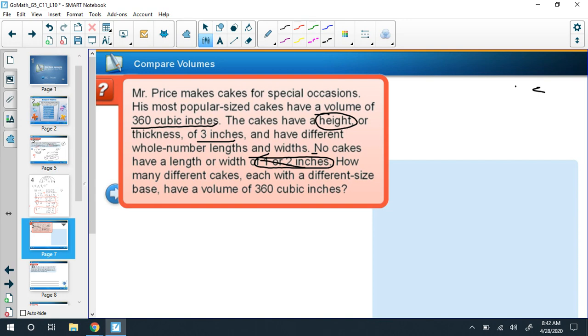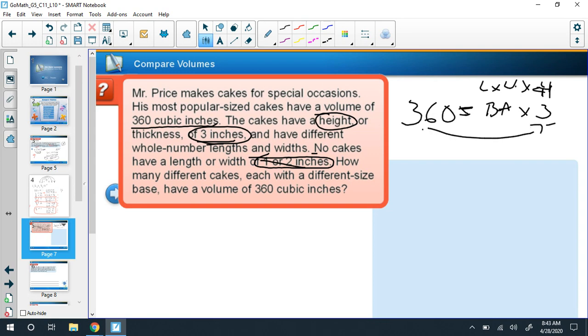So this one, we actually get off a little bit easier, right? Because if our volume is 360, and we are saying that our length times width, that's our base area, times our height. Well, it told us our height. Remember it said right here that our height is 3 inches. So the base area is set, because we are going to divide 360 by 3 to find our base area. So let's do that really quick.